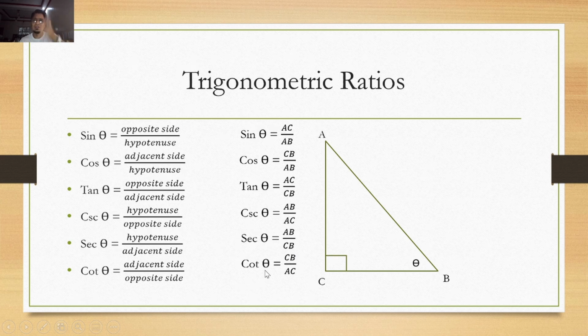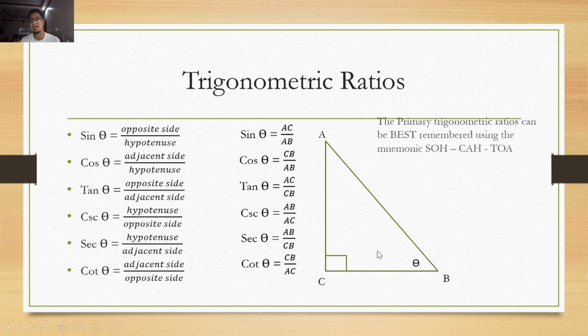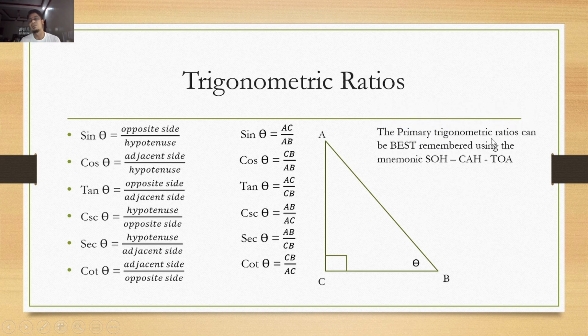Sir, parang nakakalito, ang dami nating kailangan tandaan. Now, the primary trigonometric ratios can be best remembered using the mnemonic SOHCAHTOA. S for sine, C for cosine, T for tangent. O for opposite side, H for hypotenuse, A for adjacent.